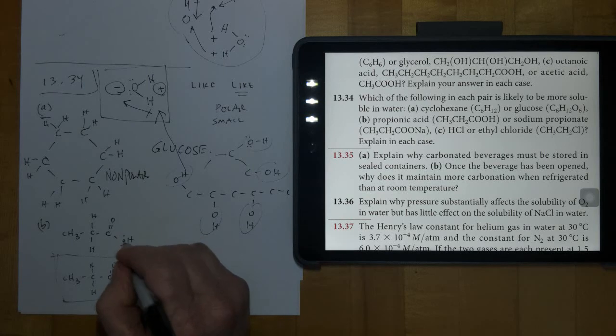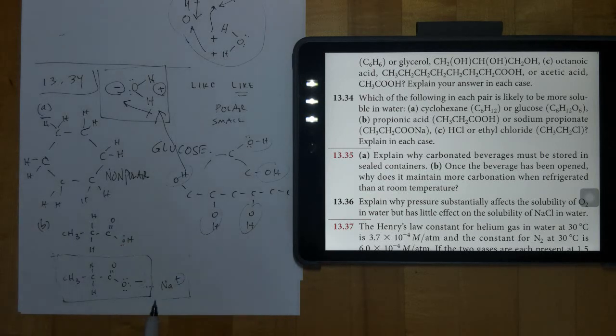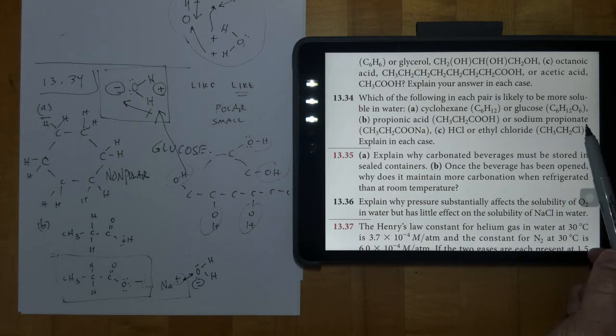Now I know that this one's got hydrogen bonding right here, but this one has got ions in it. And if you remember the list from the strongest to the weakest interactions, if you can have ion-dipole interaction with water, you're golden, because that is like the strongest interaction you can have generally for dissolving. And so the sodium propanoate right here would be the better dissolver of the two.